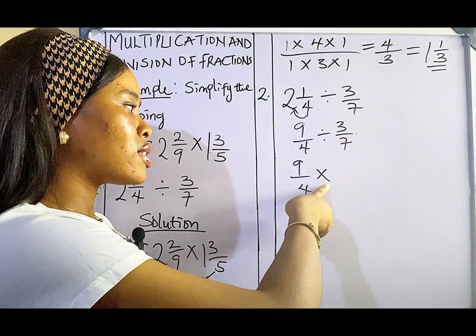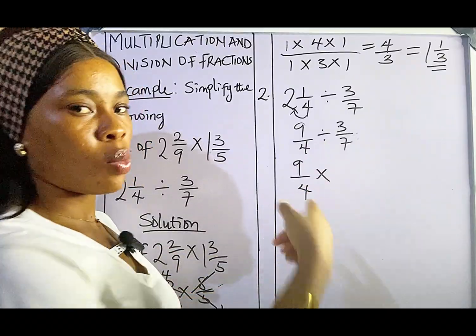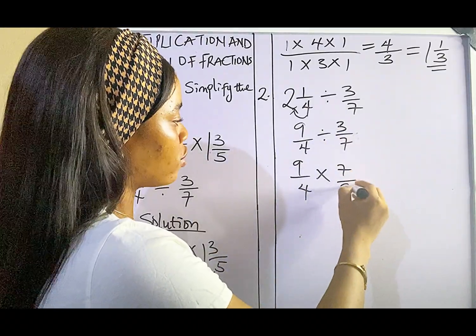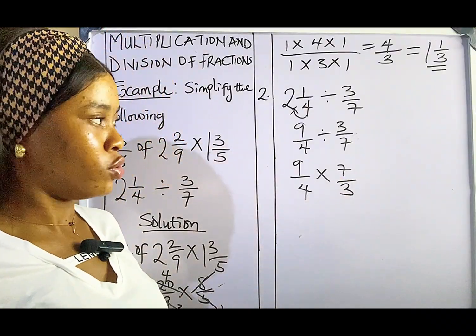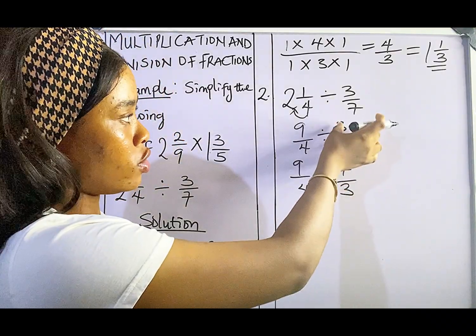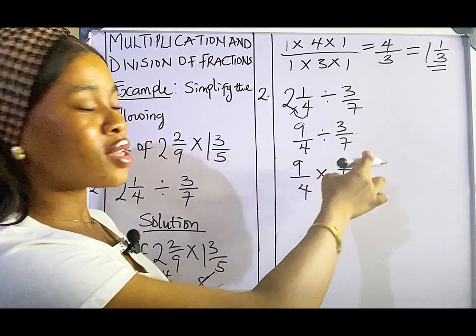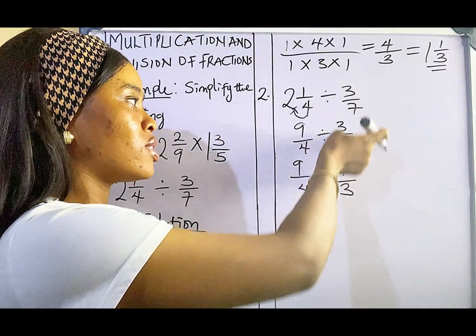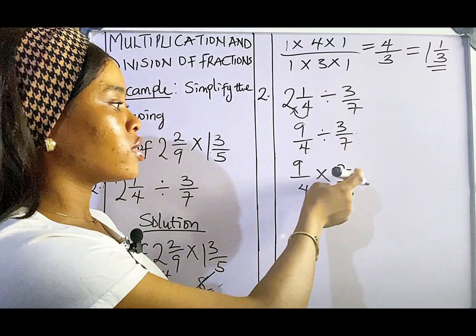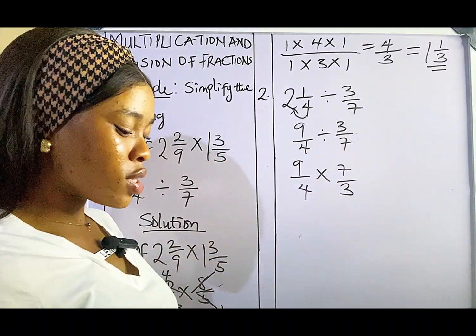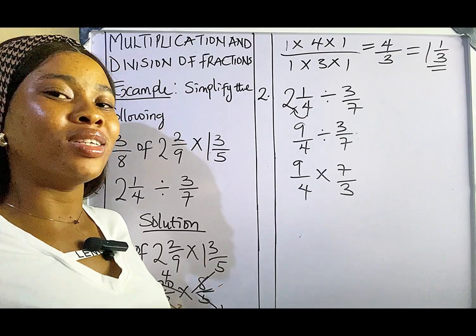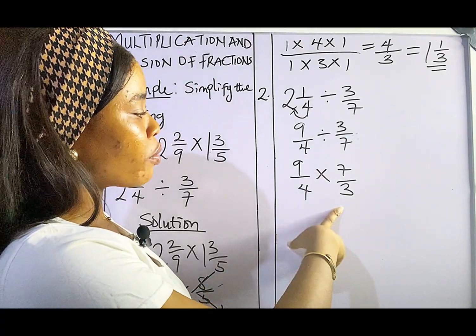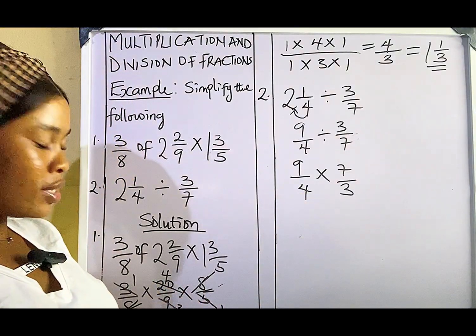Because the sign is no longer division, it is now multiplication, this now becomes what? 7 over 3. I believe you can see that. You see, it was 3 over 7 with division. Now whenever the division sign changes to multiplication, this takes its inverse, so it becomes 7 over 3. So this is what you do when you are dividing fractions. Please take note.